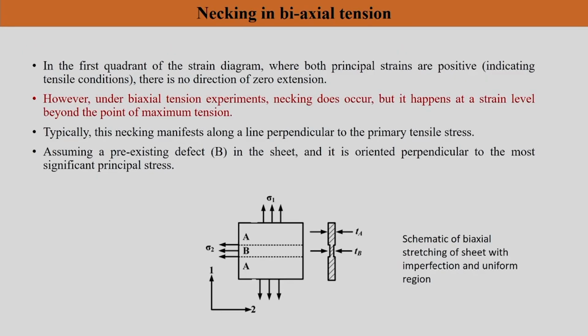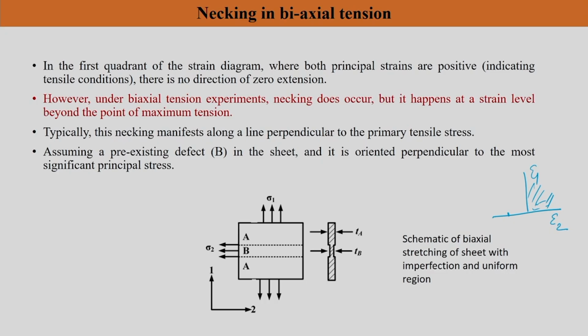As discussed before, in the first quadrant of strain diagram, your forming limit diagram, where both principal strains are positive, there is no direction of 0 extension. Epsilon 1 will be always positive, but epsilon 2 could be positive or negative. So we are picking up this particular region where both are positive. There is no direction of 0 extension because theta does not exist. That is what we said.